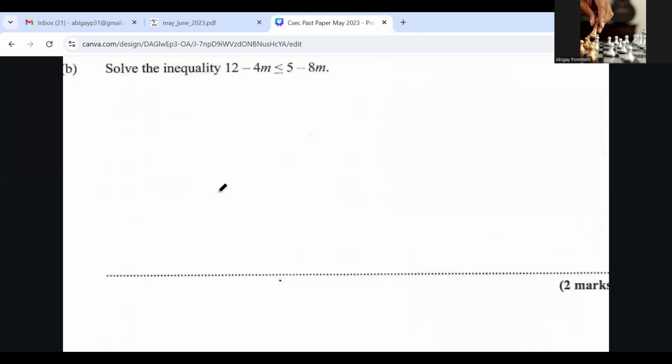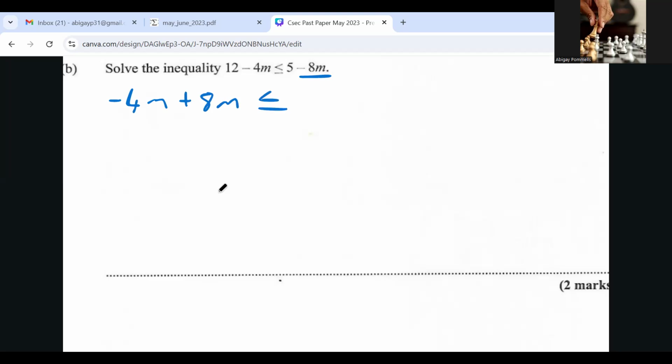All right, so solve the inequality 12 minus 4m less than or equal to 5 minus 8m. So for the inequality, first, I'm going to combine the like terms. So all of the m's are going to be over here. So -4. This was -8. So it's going to now be 8 plus 8.